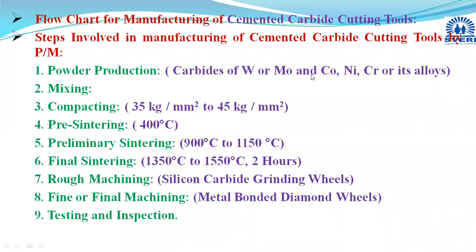Then all these carbides of tungsten or carbides of molybdenum, with cobalt or cobalt nickel or cobalt nickel chromium alloys, are given to the mixing stage. The second stage is the mixing stage. With the help of different mixing devices or mixers, it may be a blade mixer, screw mixer, or different blenders, double cone blender or Y cone blender, we obtain a uniform and homogeneous mixture. Here some lubricants are also added.